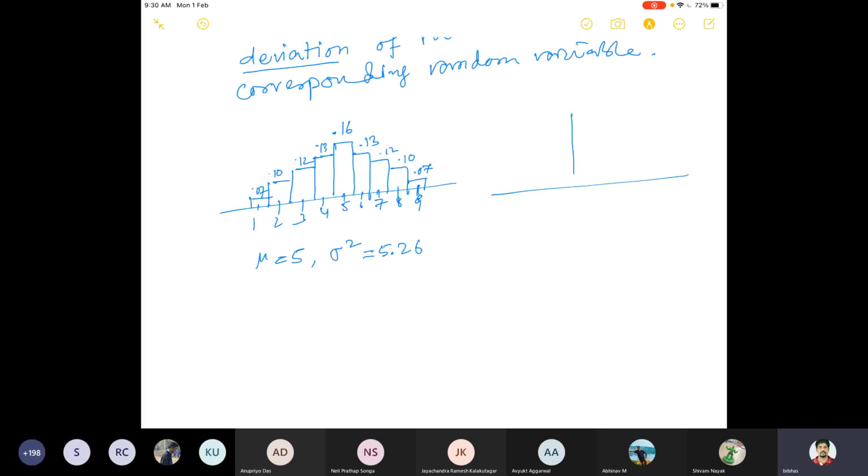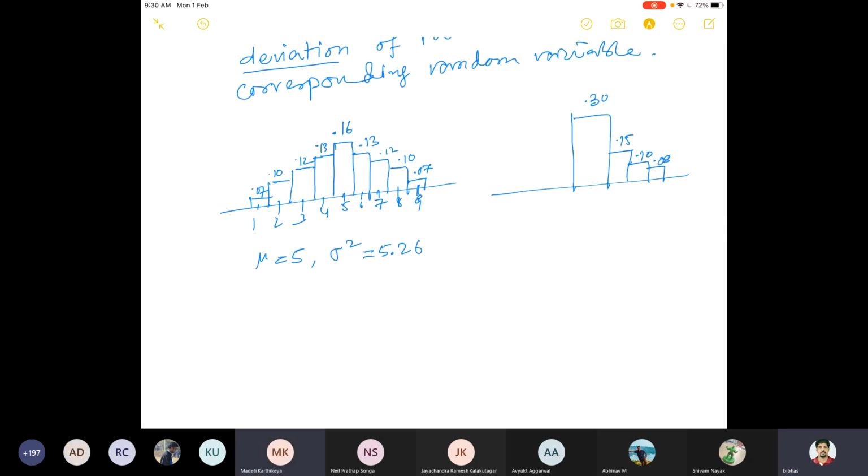Now let me draw another distribution. Let's say I have this, which is 0.30, and then we have 0.15, then 0.10 maybe.